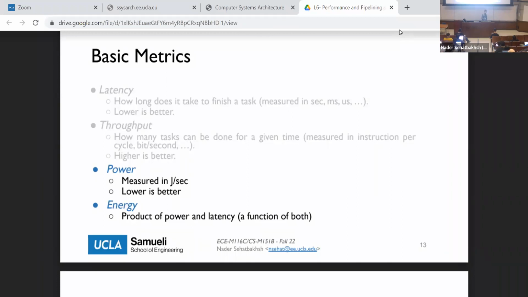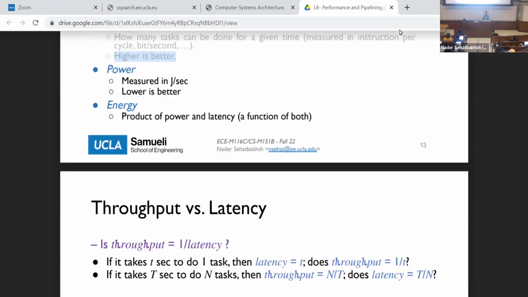So if you're talking about a mobile device or cell phone, or generally any battery powered device, then of course, power is more important. If you're talking about server level systems that are always connected to some sort of energy source, then power would be less important. Maybe throughput and latency are more important. And of course, energy is the product of power and latency, right? So you want to have low power, you want to have low latency, and as a result, you want to have low energy. But sometimes both of them cannot be achieved at the same time.